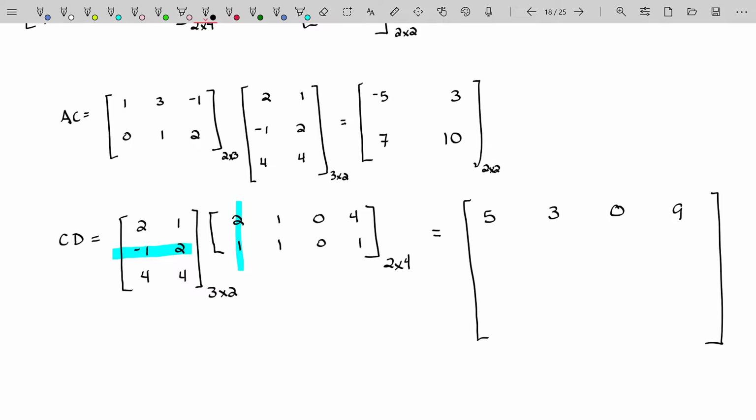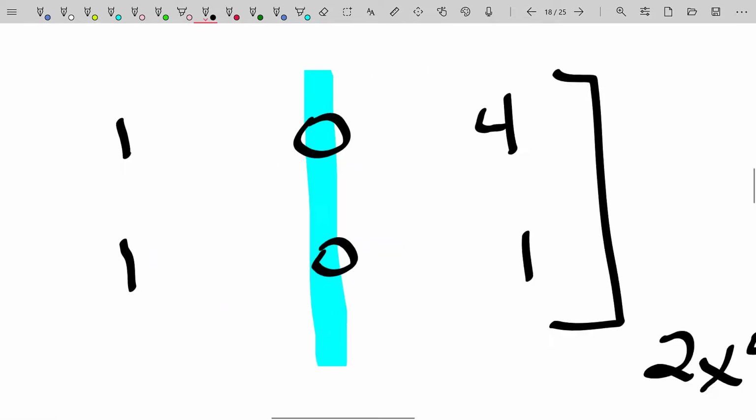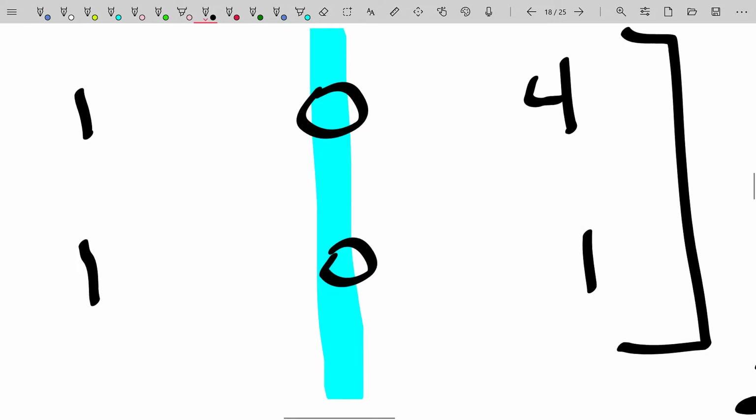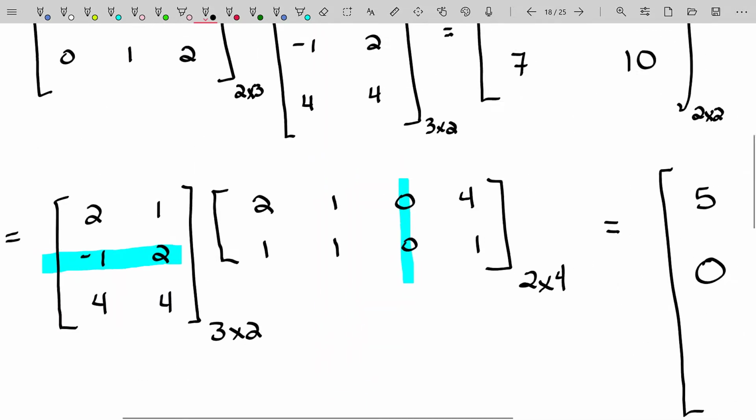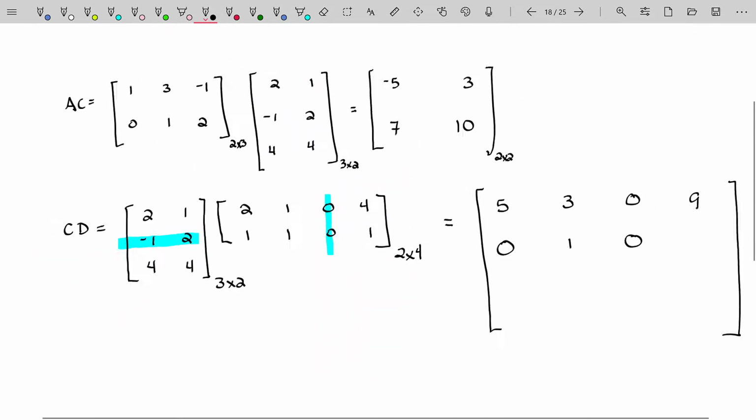Negative 2 plus 2, 0. Row 2 times column 2, that's negative 1 plus 2, which is 1. Row 2 times column 3, that's 0 plus 0, which is 0. And by the way, you start seeing these cool things like, man, if I ever have to multiply by the 0 vector, I'm going to be happy, right? Because it just zeroes things out.